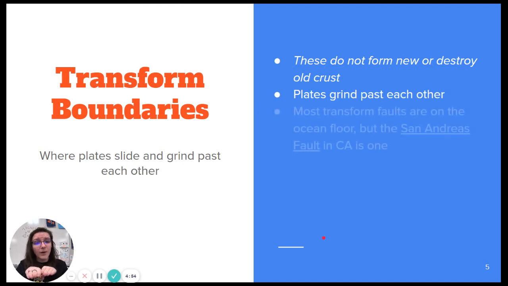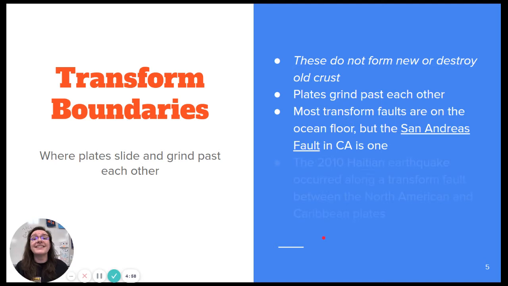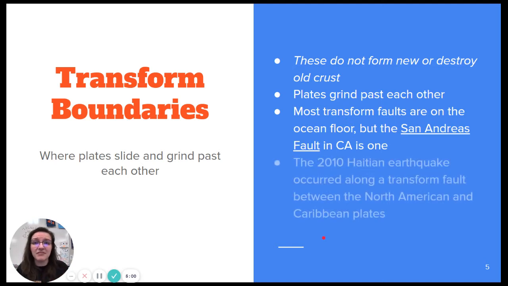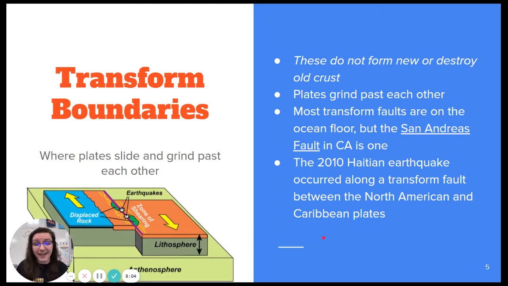Transform boundaries are where plates are sliding and grinding past each other. This does not have any big effect on creating or destroying crust. So you're not getting any new crust like at divergent, and you aren't destroying crust like at convergent. The plates are just grinding past each other. Most transform faults happen on the ocean floor, but there are some on land.